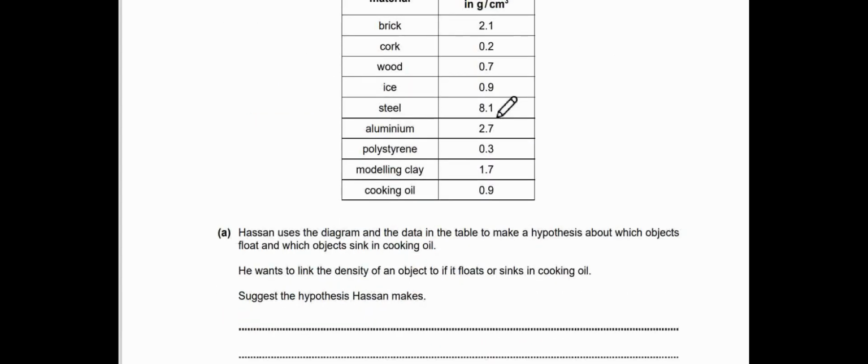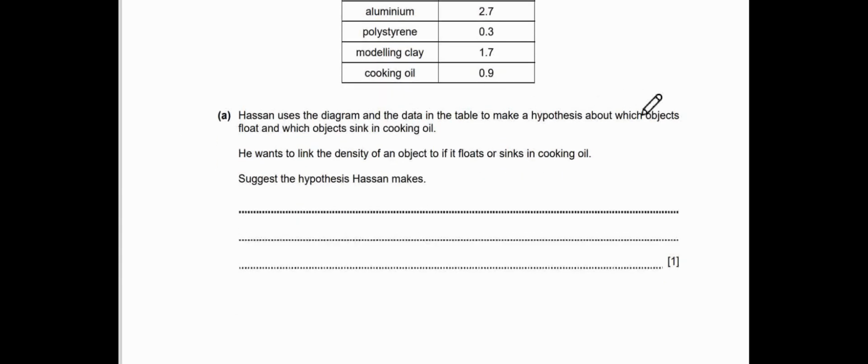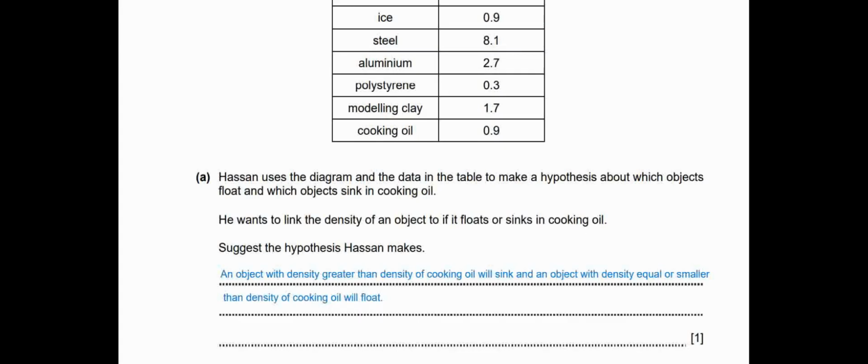Okay, next question. Hassan uses the diagram and data in the table to make a hypothesis about which objects float and which objects sink in cooking oil. He wants to link the density of an object to whether it floats or sinks in the cooking oil. Suggest the hypothesis Hassan makes. An object with density greater than the density of cooking oil will sink, and an object with density equal to or smaller than the density of cooking oil will float.